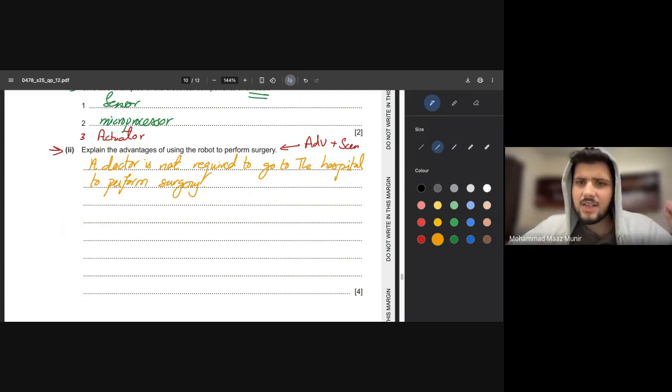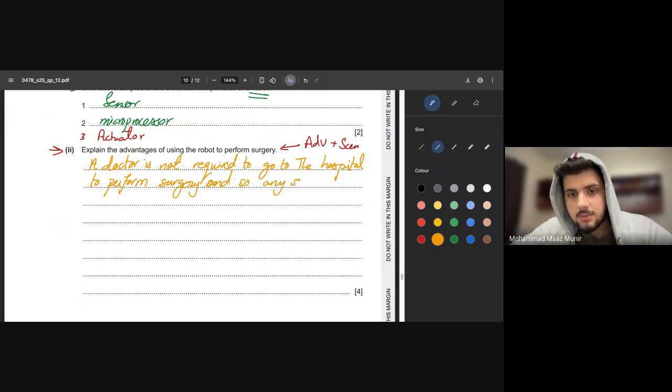So we can write any of them. What if I just say that costs are saved, or that the surgery can be done by any specialist in the world? Both of them are correct. We'll give this one to go to the hospital to perform surgery. So any doctor or any specialist in the world can perform the surgery.